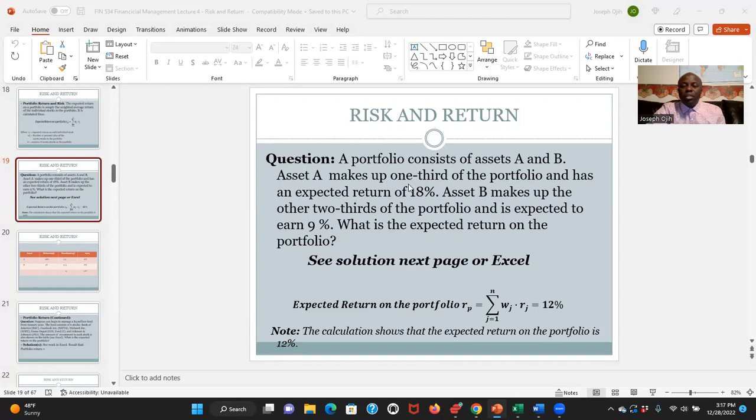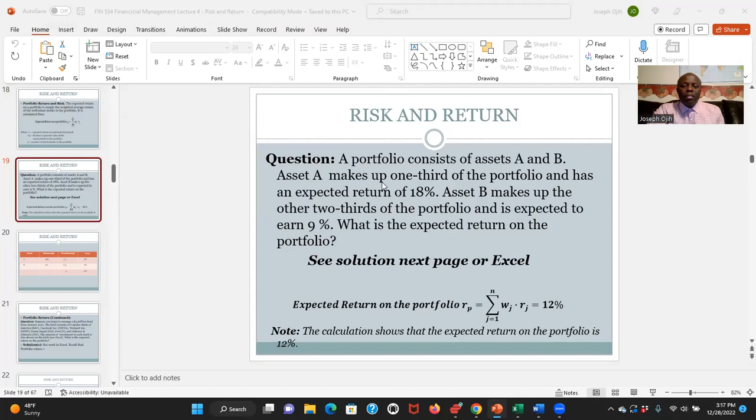So here they give us the weight. The first weight they give us is 1/3 for asset A, and the return is 18%. For asset B, they give us the weight of 2/3, and the return is expected to be 9%. So what is the overall return for this portfolio? Let's put this information in Excel and calculate this.